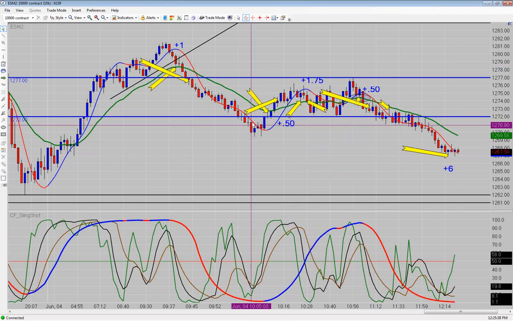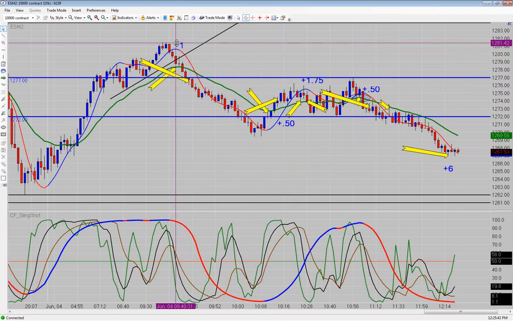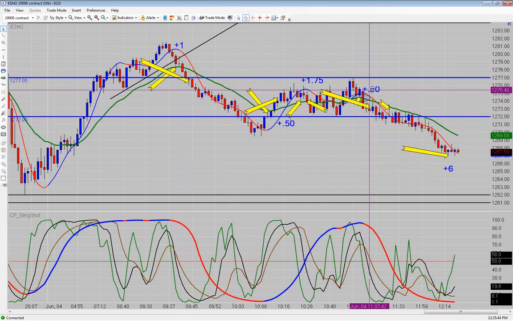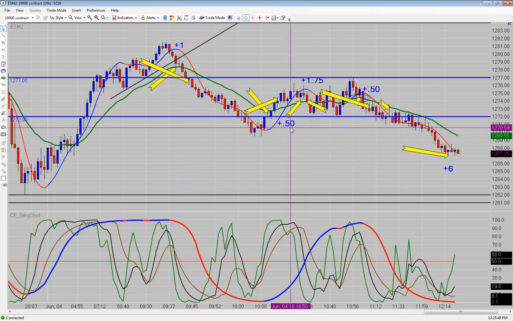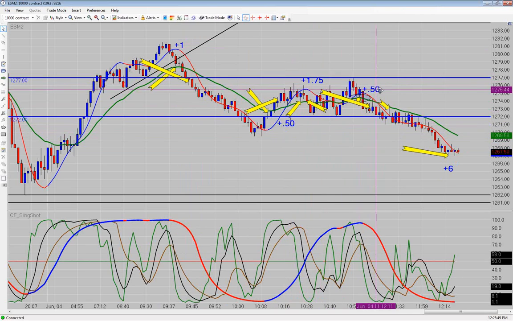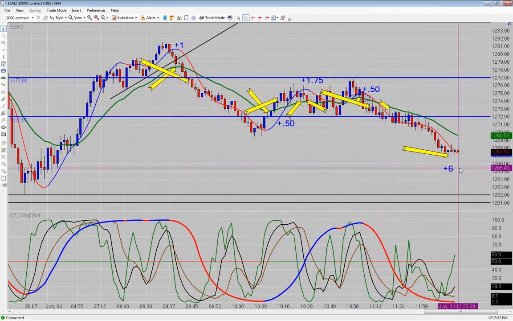+6. I've written down the maximum profit potential from each trade that I took. This one had 1 point max profit. This one had a half point. This one had 1 3/4 points. This one had a half point, and this one had 6.